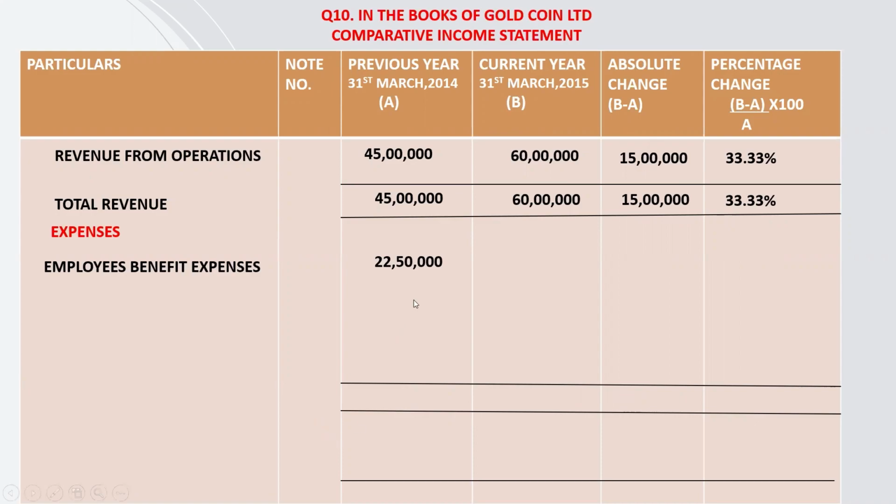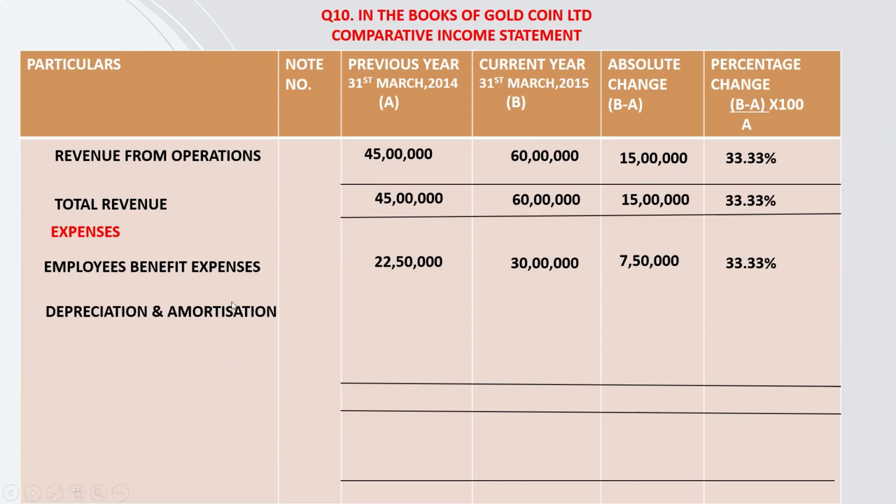Employees benefit expense for previous year is 22,50,000. For current year it is 30 lakh. From this 30 lakh, when we will subtract this 22,50,000, we will get 7,50,000 as absolute change. This absolute change of 7,50,000 will be divided by 22,50,000, and we will get percentage change, which is equal to 33.33%.